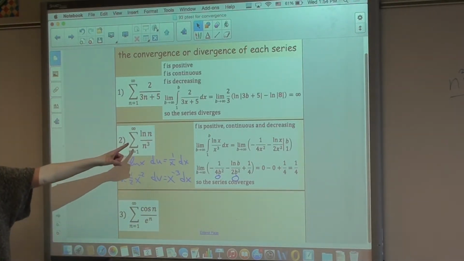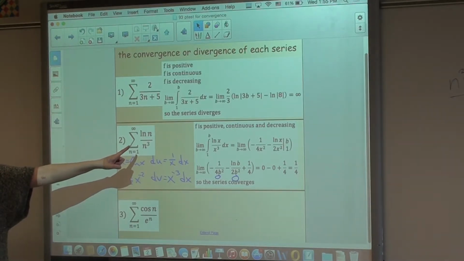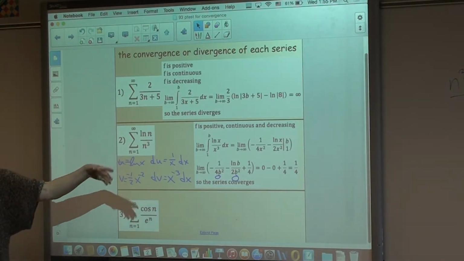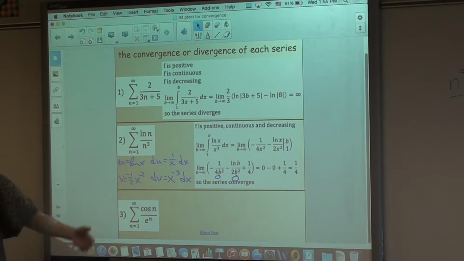Does that mean the series converges to a fourth? No, we don't know what the series converges to, but we know it converges. Why? Because we're just proving convergence, not actually finding the sum.